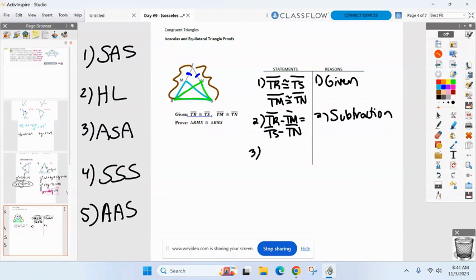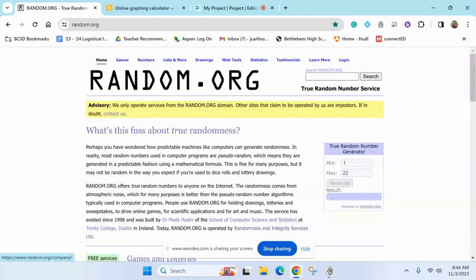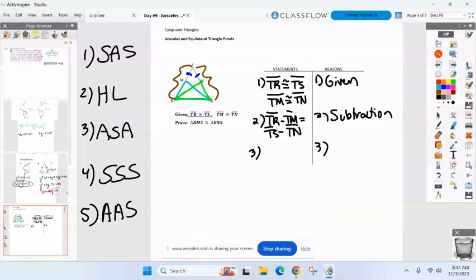I knew they were given for a reason. Immediately after subtraction, what's my next step going to be? 1, 2. Finley, what's my next step? And what's that substitution statement going to say after I'm subtracting those? What do I get? Yep, you got it. RM congruent to SN.